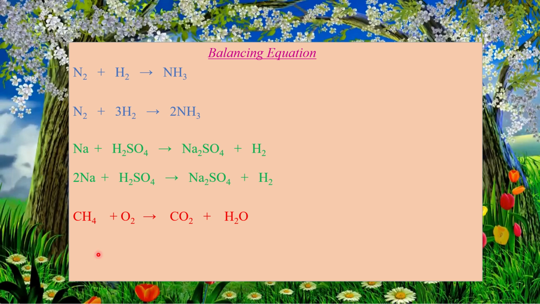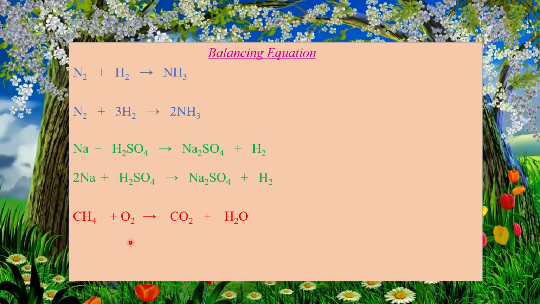Now this is the burning of methane. Methane reacts with oxygen and produces carbon dioxide and water. Look here, carbon 1 atom, and on the product side also 1 atom of carbon. Hydrogen, on the reactant side there are 4 atoms of hydrogen, but on the product side there are only 2 atoms. And oxygen, reactant side 2 atoms of oxygen, but product side there are a total of 2 and 1, 3 atoms of oxygen.